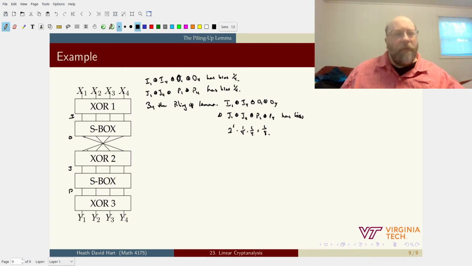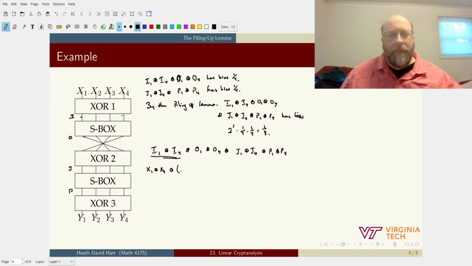All right. So what we have is I1 and I4. These are just X1 and X4 combined with some keys. So I'm going to write this combination out again. I1 XOR I4 XOR O1, XOR O4, XOR J1, XOR J4, XOR P1, XOR P4. This is X1 XOR X4, XOR with some bits of the key. Specifically some bits of key 1. All right. And I'm not going to write out the specific key bits.